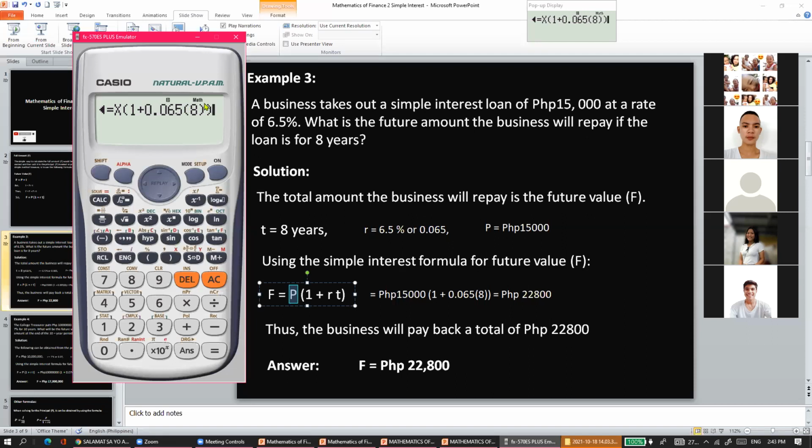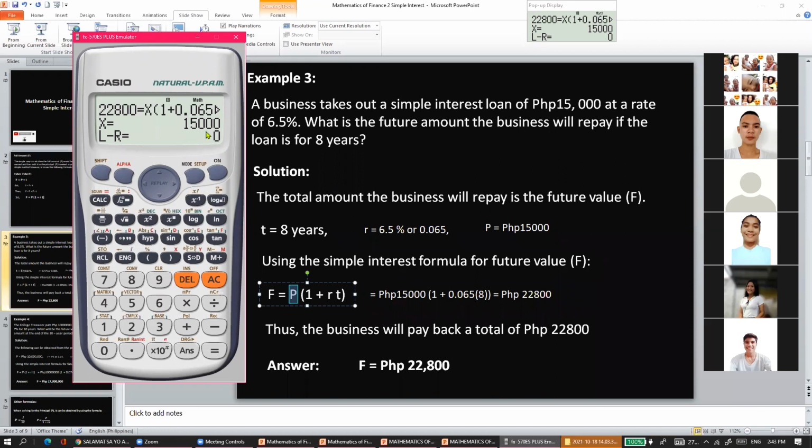Kapag nag-open ka, kailangan magsara ka. Ito. Nag-open, kailangan may ka-partner na closing. Then pipindutin ko lang is shift calc. As you can see here, makukuha natin uli yung 15,000 na yan. Ayun siya. Kuha ba natin? Klaro ba ang paggamit ko ng calcu? That if you have a calculator like this.